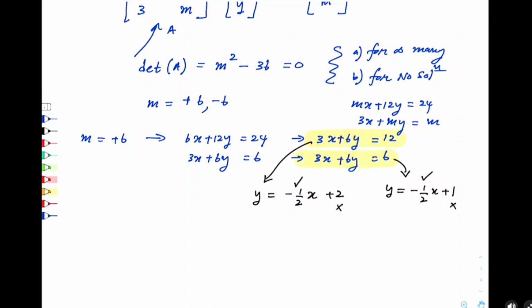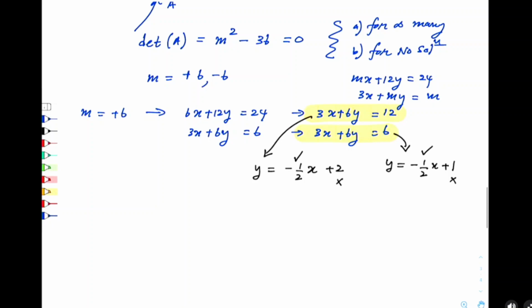But if you look at this isolated guy, that isolated guy is responsible for giving this, right? So if they are different, that means your y-intercepts are different. So you have to judge it like that. Okay? All good, guys. So m is equal to 6 is responsible for what? No solutions.